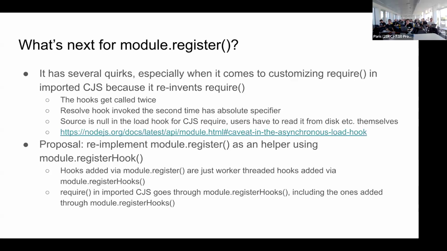So the idea is to get rid of the quirks of module register. We just re-implement it as an internal helper of module register hook. There were some previous discussions about just removing module register. Personally, I would say that seems destructive. I don't think that's in general the best direction to go. But if people find it useful and people already are using it, you know me, I don't like removing things. I don't like breaking people. I don't like to make people's Friday harder.